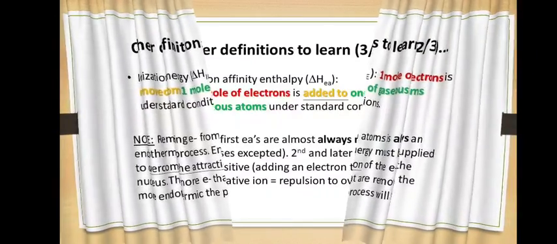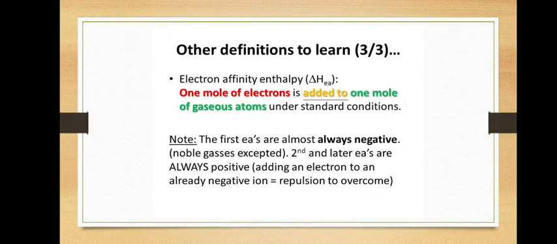Similarly, another definition is electron affinity, the enthalpy of electron affinity or just electron affinity. 1 mole of electrons is added to 1 mole of gaseous atoms to form anions under standard conditions. First electron affinity is always negative. Second electron affinity is positive because it has to overcome the repulsion of the already negatively charged anion during the addition of the electron.